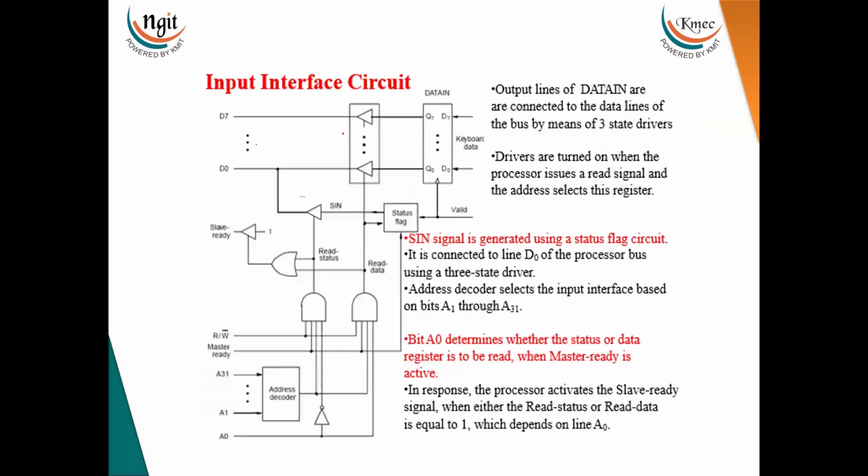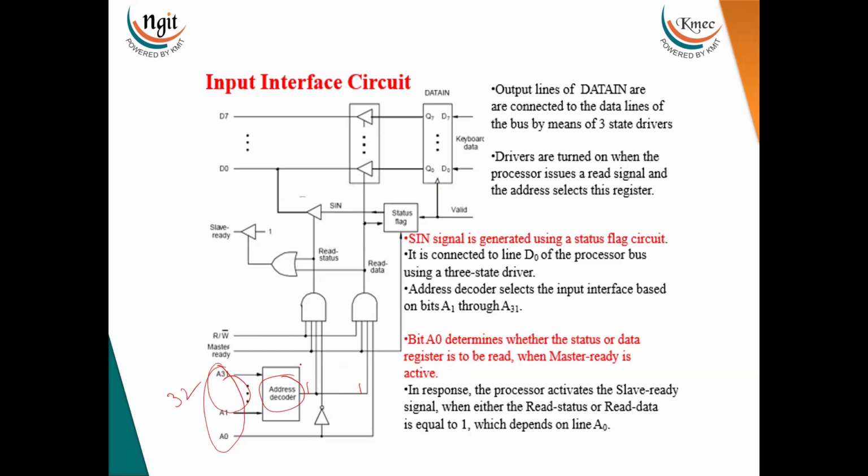The same analysis we will try to do with the circuit. This is the block diagram and this is the circuit diagram. Now we have assumed that the address bus is 32 bit. Of these 32 bits, 31 bits we are applying to the address decoder. These 31 bits will go to the address decoders of all the interfaces. But whichever address is placed, for example the keyboard address, only that decoder will be enabled. The remaining interface decoders will be disabled.